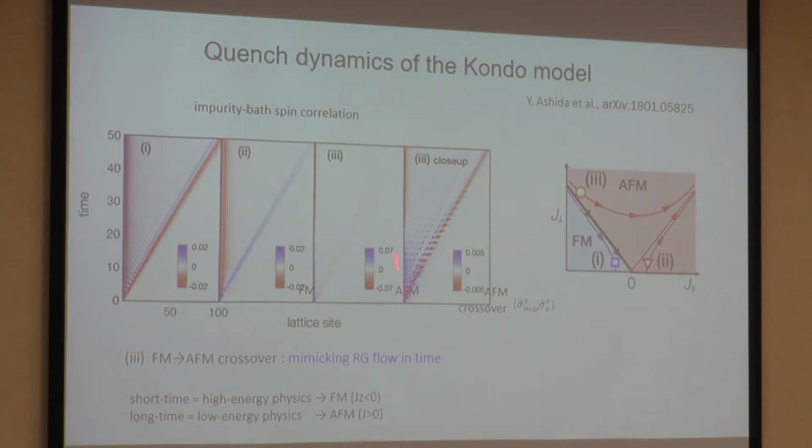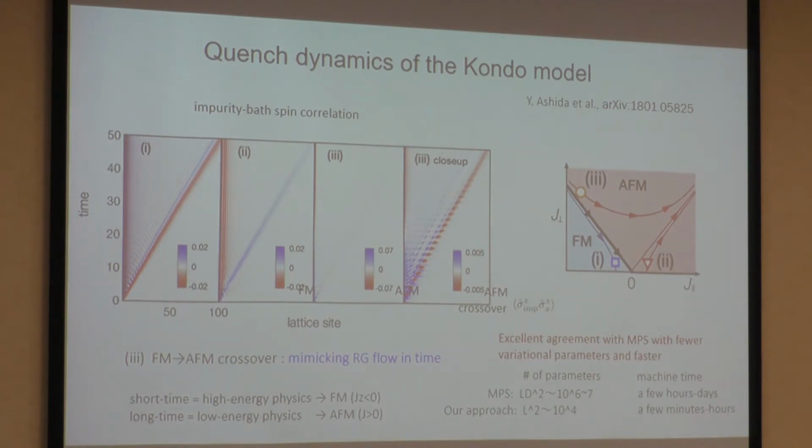You can see that at short times, just as we expect, because our original Hamiltonian is ferromagnetic, the impurity spin develops ferromagnetic correlations, right? You see this blue. But then after some time, the system discovers this RG flow in real time. It's not clear why equilibrium RG flow should agree with real-time dynamics, but it looks like real-time dynamics is mimicking this RG. So after some time, the system switches from ferromagnetic correlations to anti-ferromagnetic correlations.